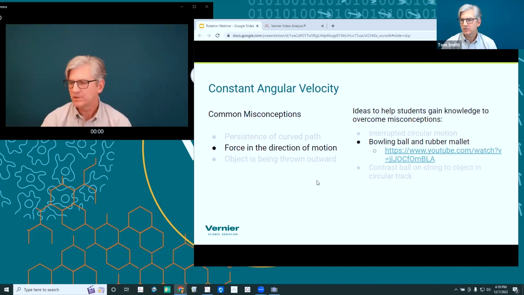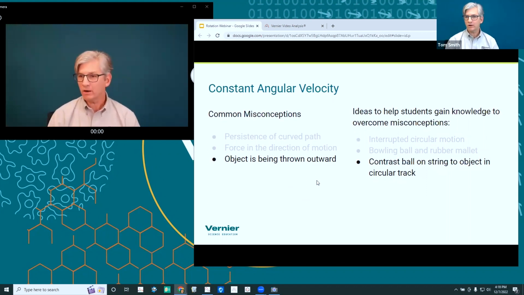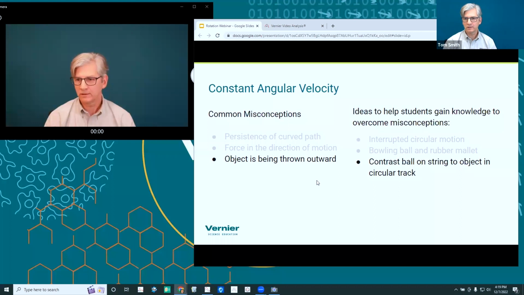The final misconception that I thought was worth talking about was this idea that when we're in a car going around a corner, we feel like we're being thrown to the outside of the car, and that's a very real, visceral feeling that everybody's familiar with. And how do we go about contrasting that?